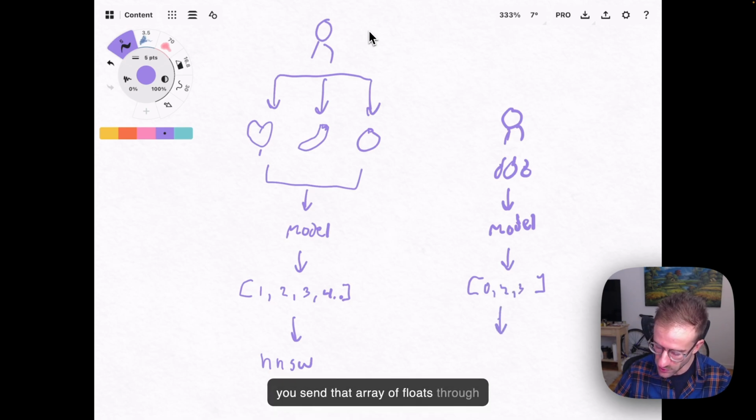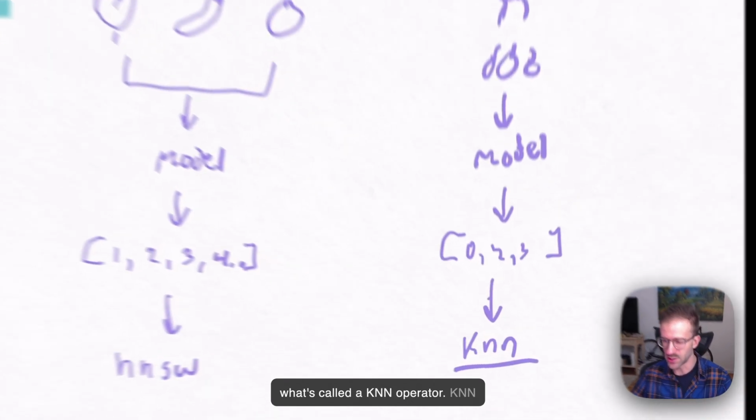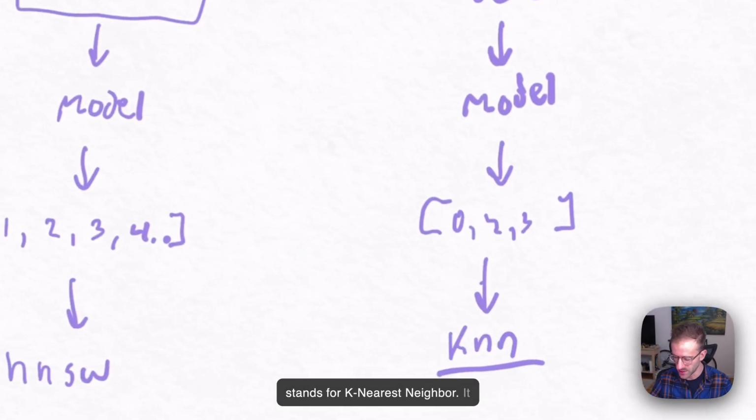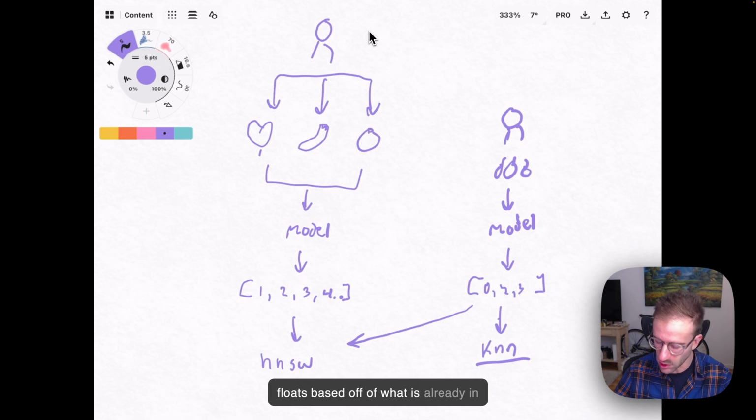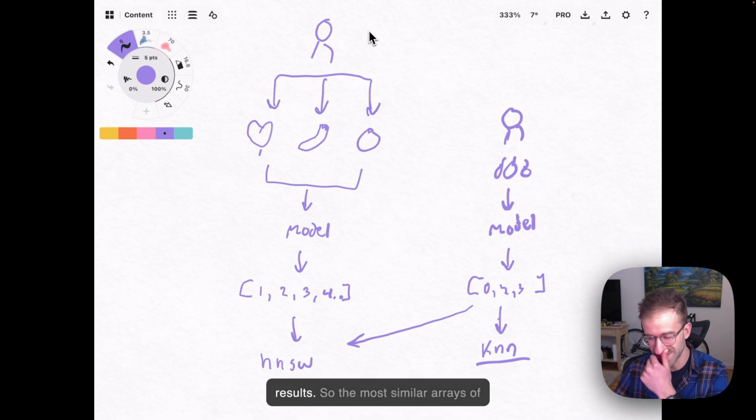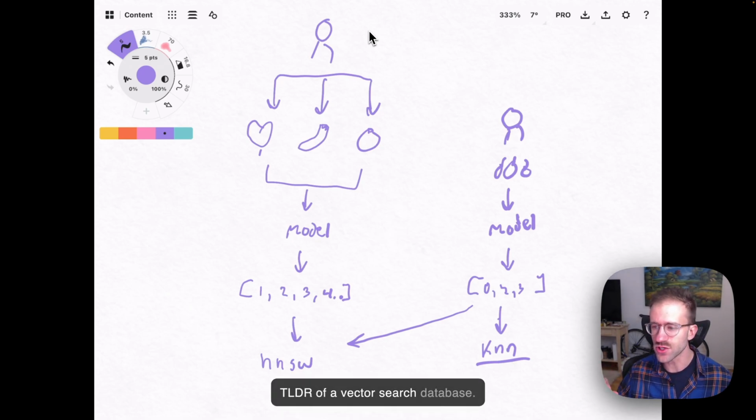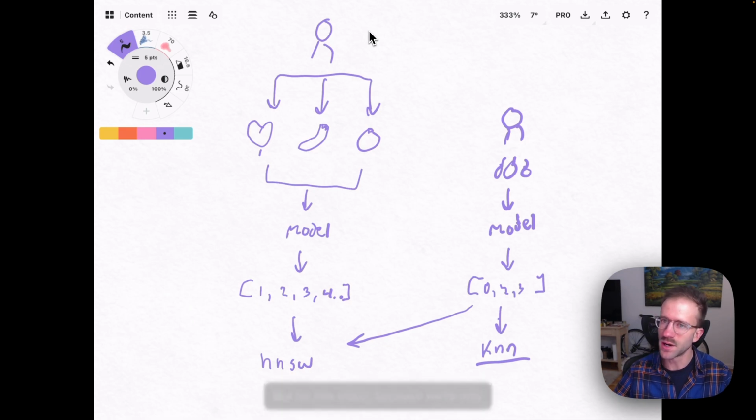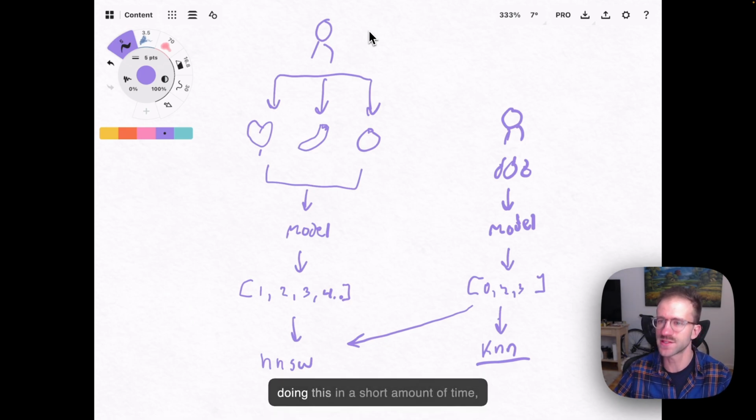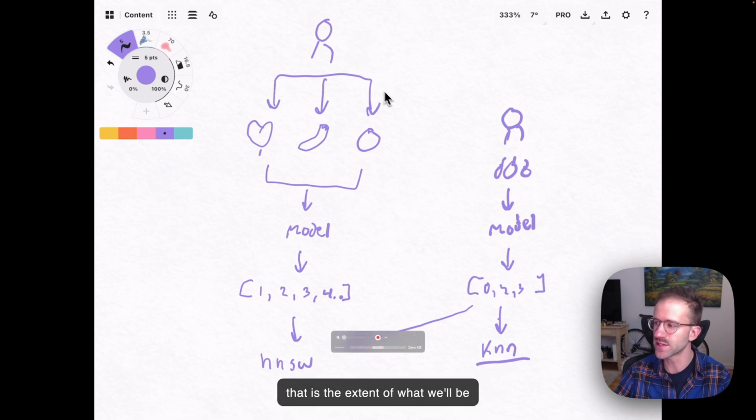And then you send that array of floats through what's called a KNN operator. And KNN stands for K nearest neighbor. So it finds all of these similar arrays of floats based off of what is already in the HNSW, and it returns the top K results. So the most similar arrays of floats based off of what is already in the HNSW data store. So that is the TLDR of a vector search database. Obviously it gets more complicated, but for this video, because we're only doing this in a short amount of time, that is the extent of what we'll be explaining as far as the fundamentals go.